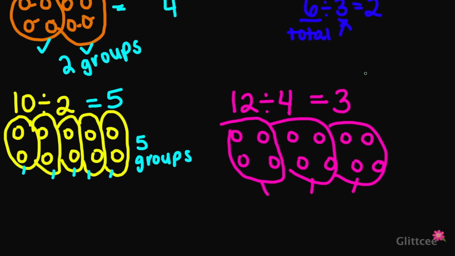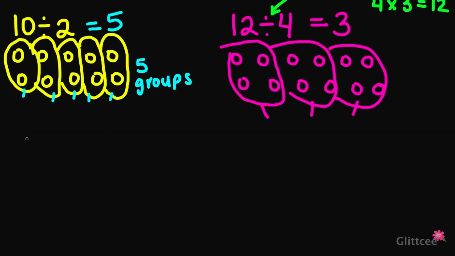Remember our multiplication? We did 4 times 3 equals 12. Remember that. Division and multiplication are opposite. They're opposite each other. Okay, 12 divided by 4 equals 3, and 4 times 3 equals 12.